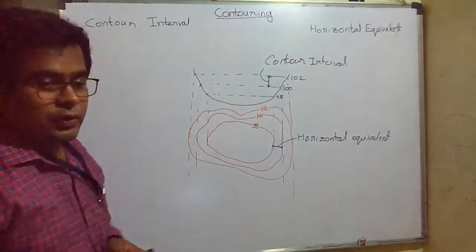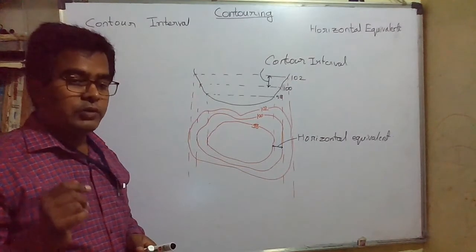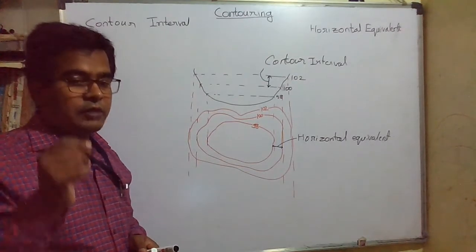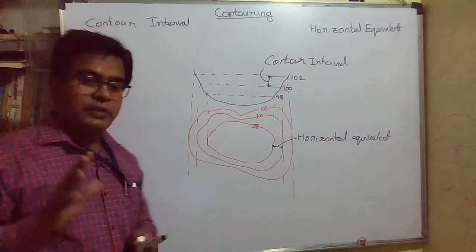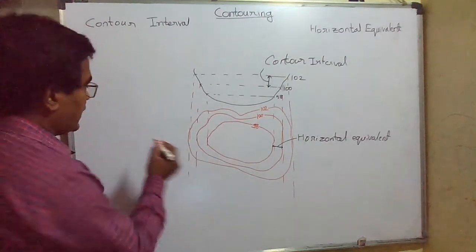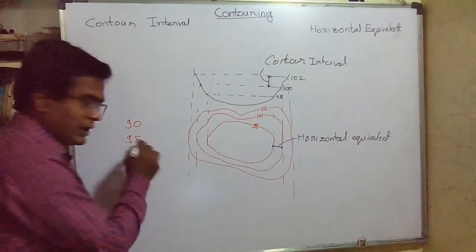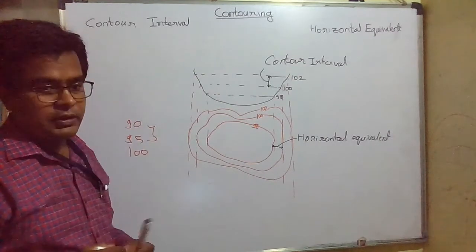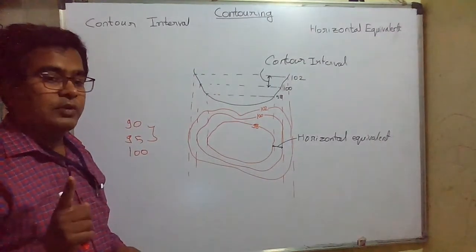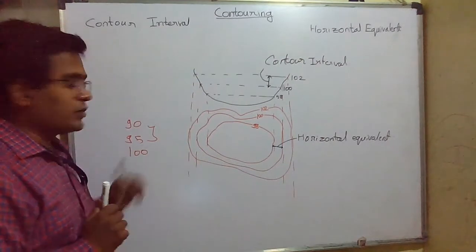We can draw a map with a contour interval of 1 meter, where there will be contours of 98, 99, 100, 101. We can draw a contour map with a contour interval of 5 meter, that is, contours of 90, 95, 100, like that. Contour interval may be anything, but for a specific map, contour interval is constant. Now, on which factors does this contour interval depend?